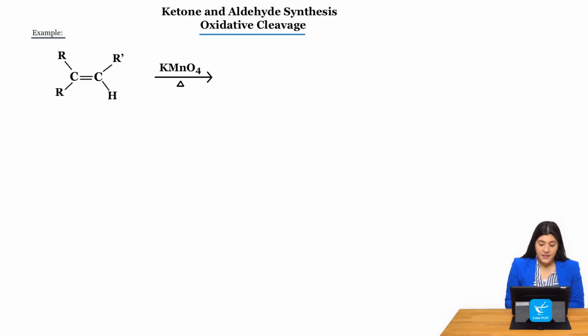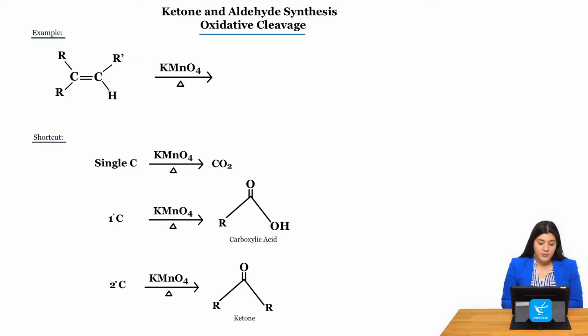So if we were to look at that shortcut that we talked about previously, let's say if there was a single carbon at the end, this would give us carbon dioxide. If we had a primary carbon here, this would give us a carboxylic acid. That's why we have this one here, because this carbon only is connected to one other R group or one other carbon. So that's where we get our carboxylic acid. And then lastly, we get a ketone whenever this is a secondary carbon. So meaning this carbon between the double bond is attached to two other carbons. So that will give us our ketone, and that's where we get our products.